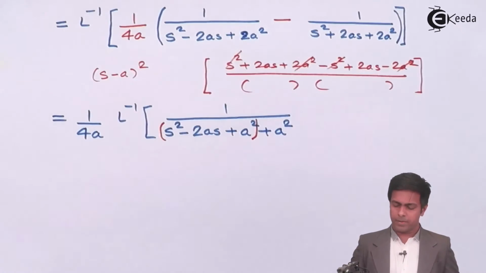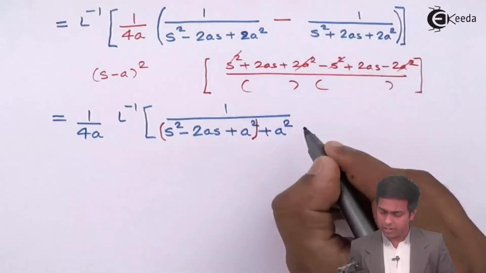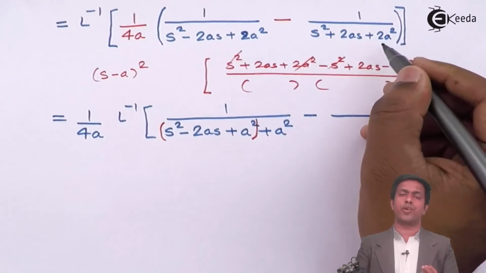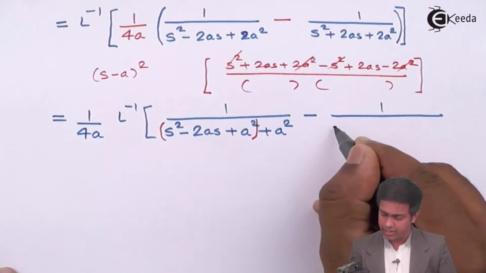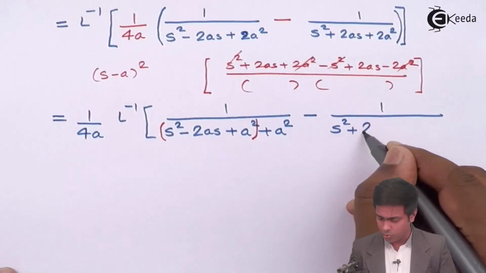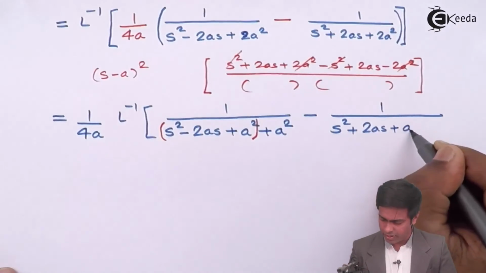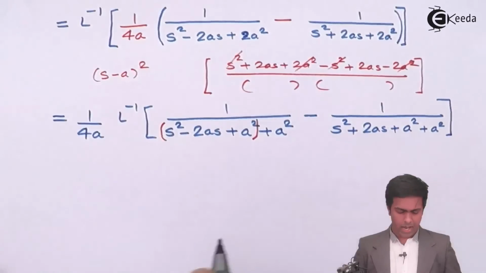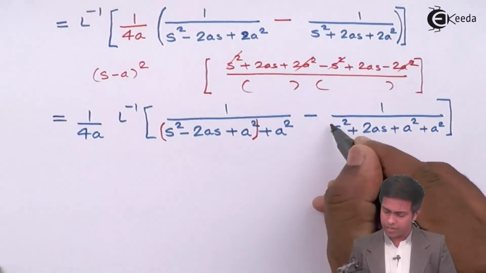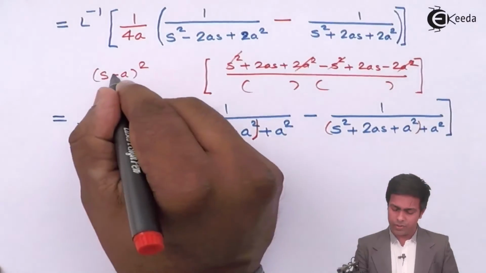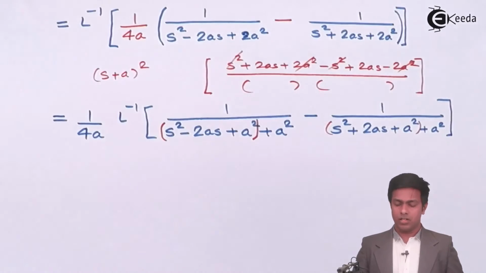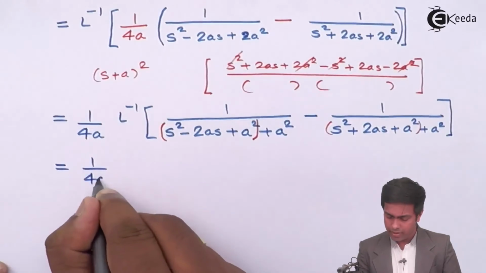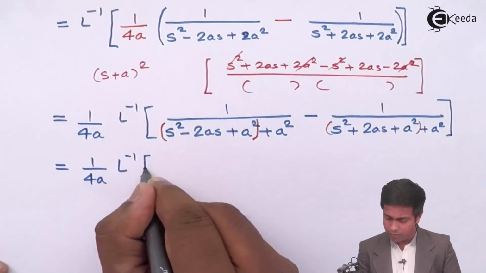So a similar thing I'll do here. For that, I will divide this 2a square as a square plus a square. So here we'll get s square plus 2as plus a square plus a square. And again these three terms will give us the same form with a plus sign in between. So guys, the next step will be 1 upon 4a Laplace inverse of.